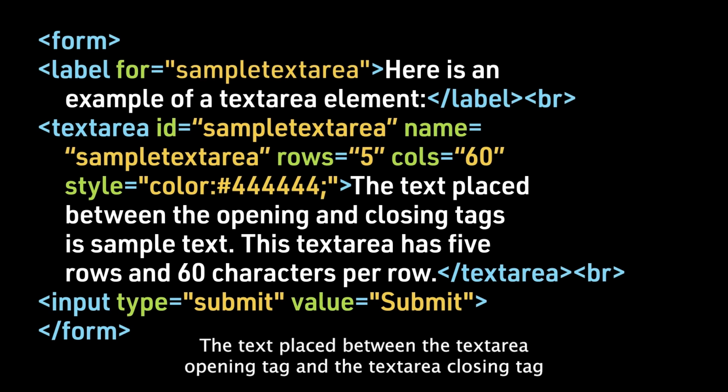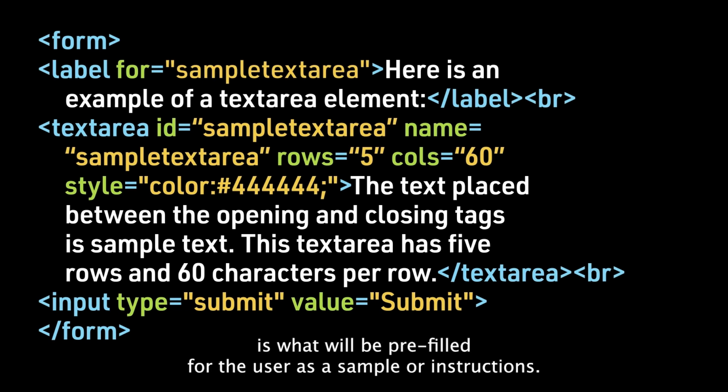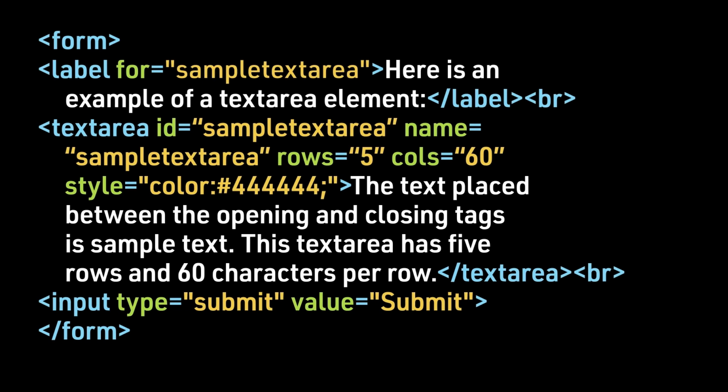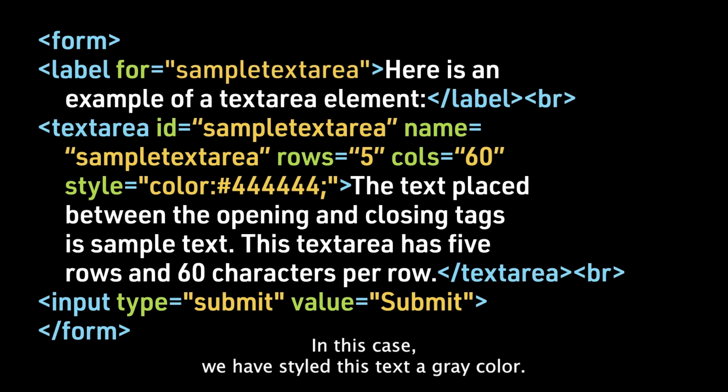The text placed between the text area opening tag and the text area closing tag is what will be pre-filled for the user as a sample or instructions. In this case, we have styled this text a gray color. Lastly, we have an input type to submit the user's input into the text area.